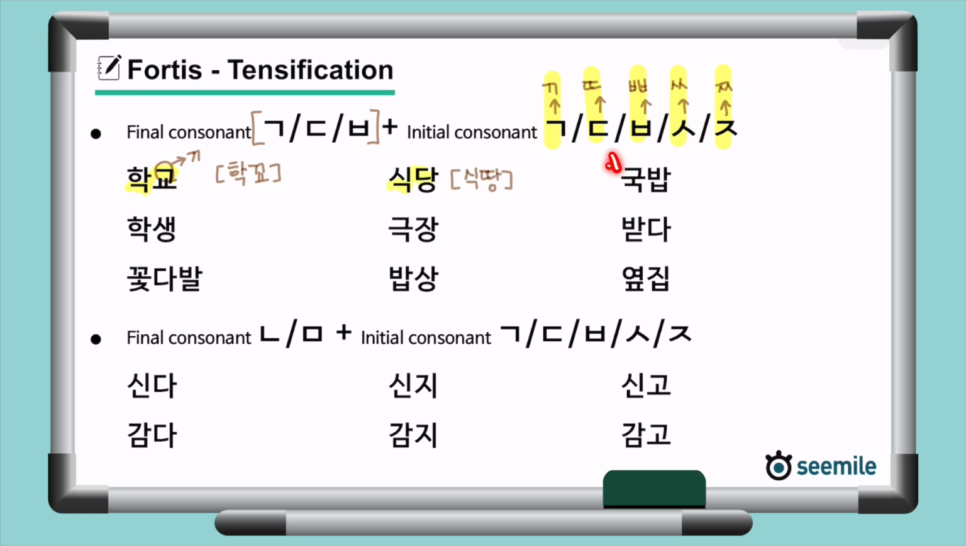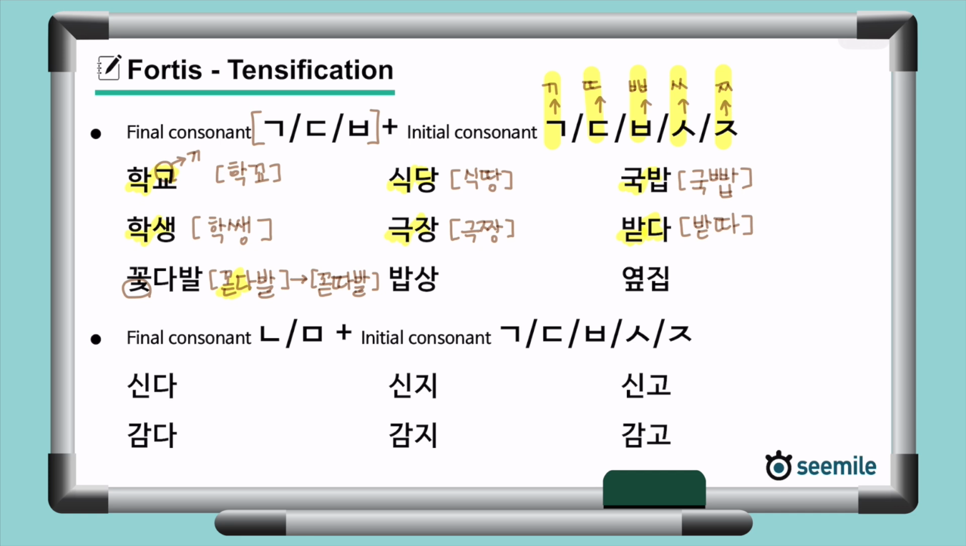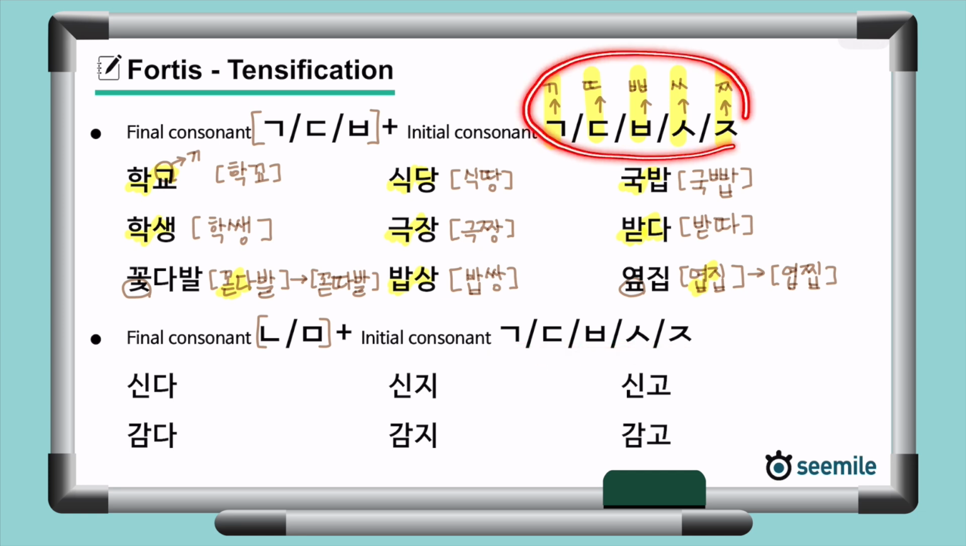식당, 국밥, 학생, 극장, 받다, 꽃다발, 밥상, 옆집. When the final consonants 니은 and 미음 precede 기역, 디귿, 비읍, 시옷, or 지읒, the same phenomenon happens.